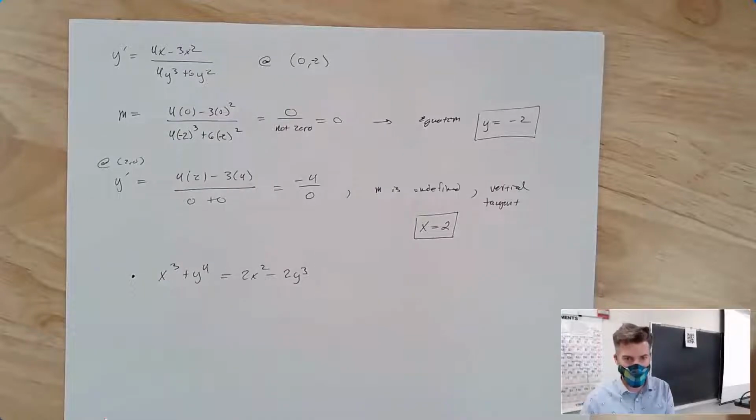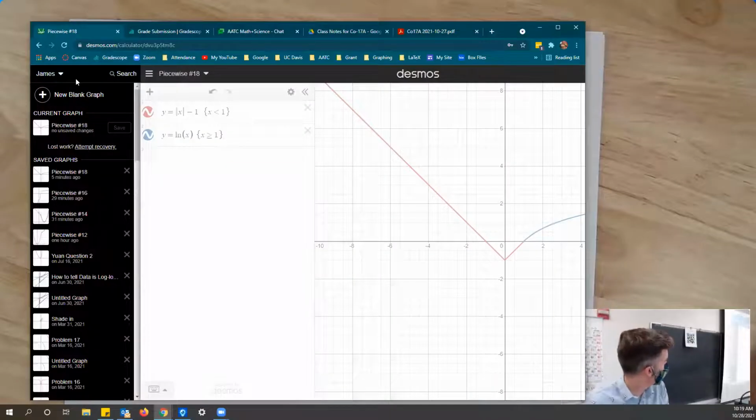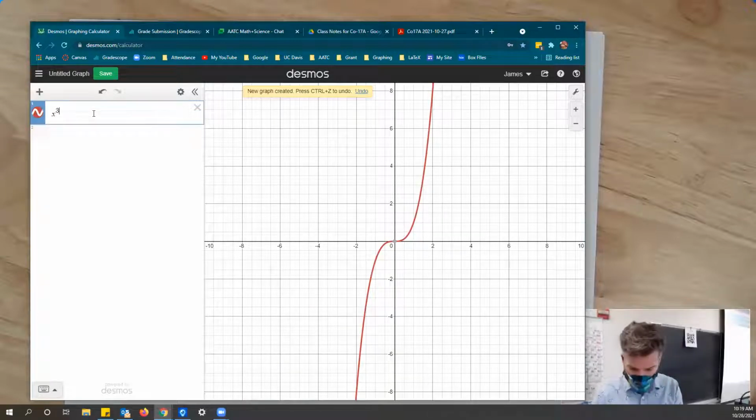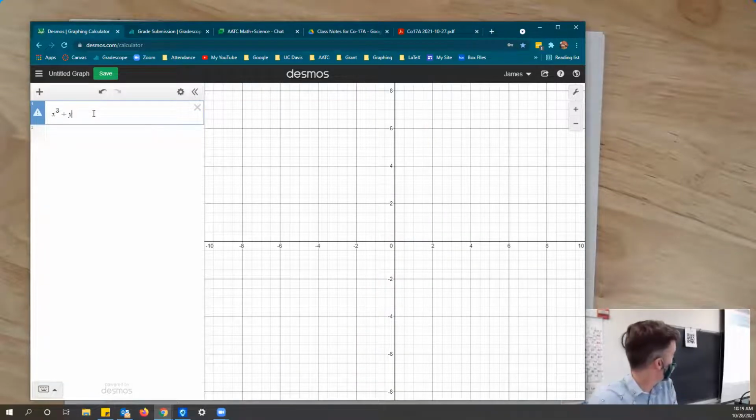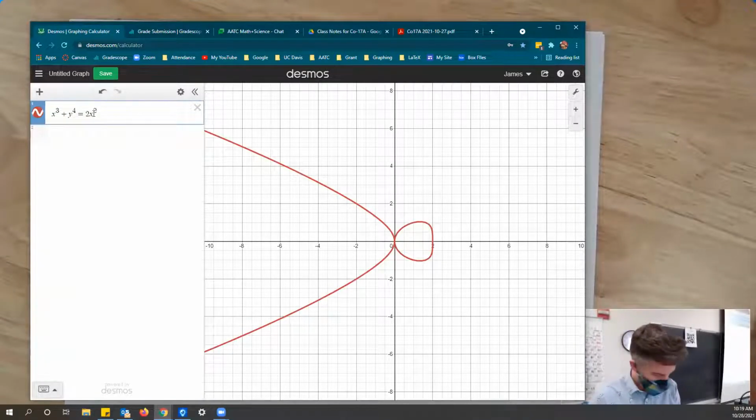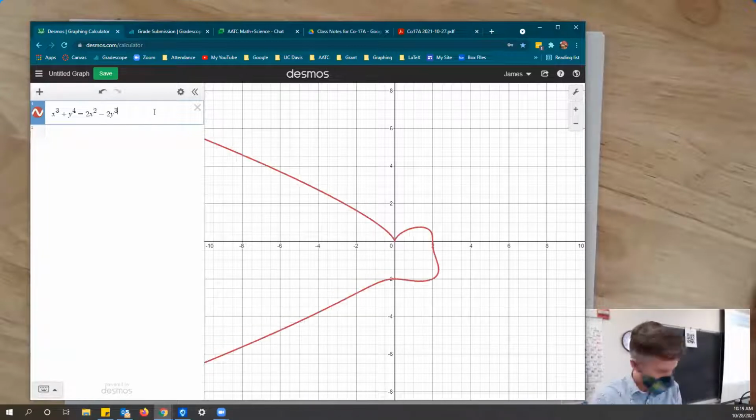Whoops, that's not the thing I meant to click on. Sure, let's see here. So check this out. So we can actually just type in the equation. x cubed plus y to the fourth equal to 2x squared minus 2y cubed.